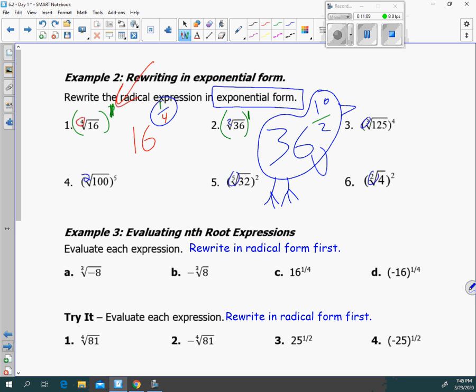Like that? My drawing. Let's give him a tail. There we go. It's a duck. 36 to the 1/2. All right, here we go.